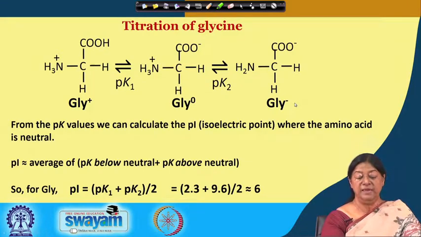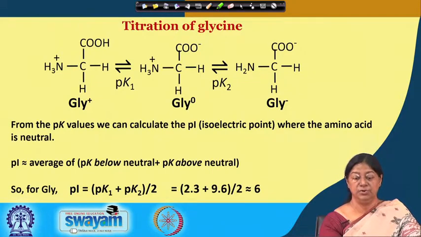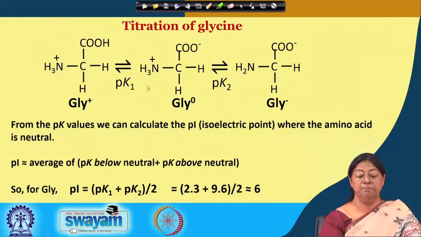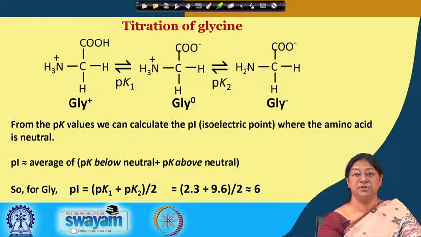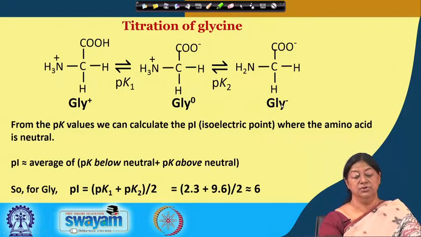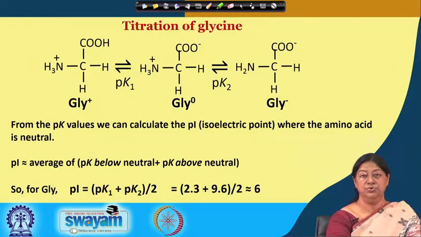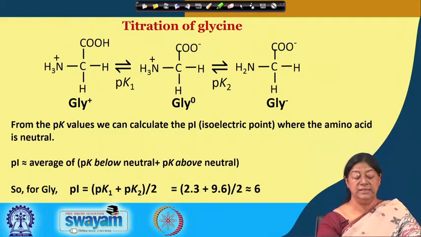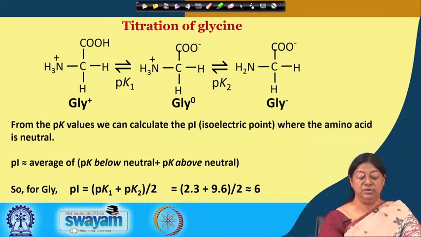Now, the pKa values that render the amino acid charge from +1 to 0 to -1, the pKa values responsible for the changeover from plus to 0 to minus, the average of those pKa values determines the Pi of the amino acid. For example, for glycine, the Pi is going to be the average of the pKa below neutral and the pKa above neutral. So, 0 is neutral, the pKa below neutral and the pKa above neutral, the average of these is what is going to give you the Pi.